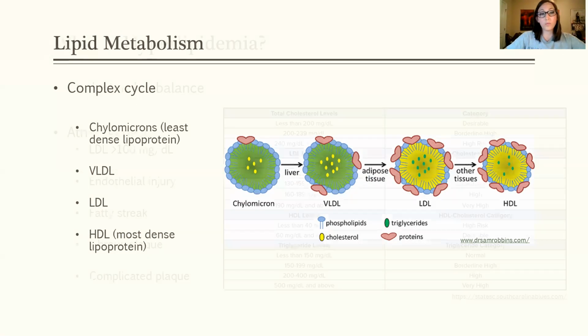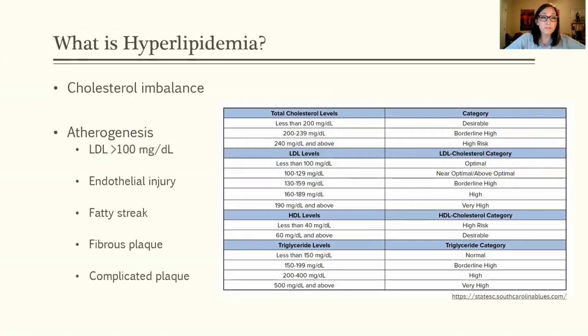So what is hyperlipidemia? It is essentially an imbalance of cholesterol within the blood, and the reference ranges I have shown here on the screen give you an idea of what is normal, what is elevated, and what is optimal when looking at where you want your patients to be.